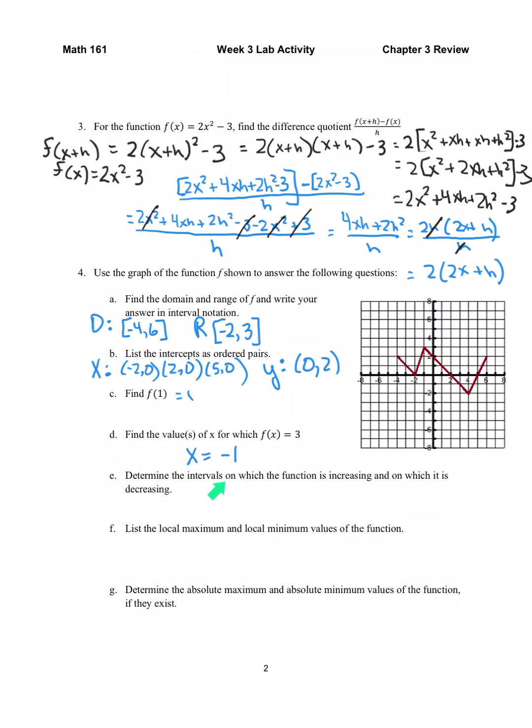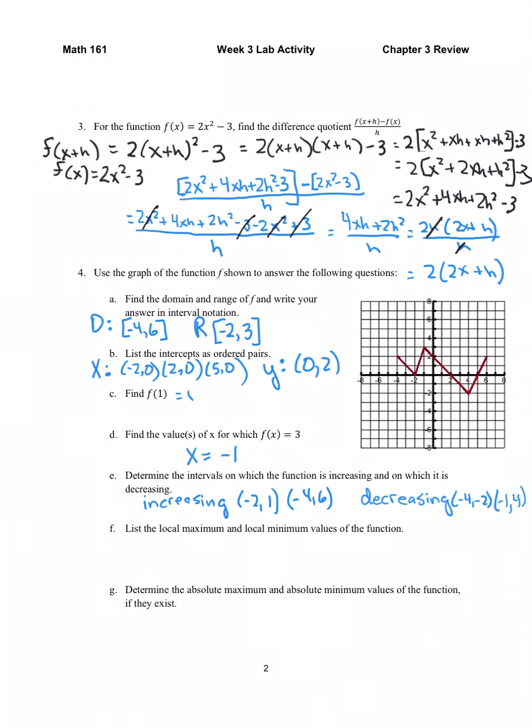In letter E, we want the intervals in which it's increasing. So from -2 to -1, and from -2 all the way to 6. For decreasing, it's decreasing from -4 to -2, and also here, and that's from -1 to 4.